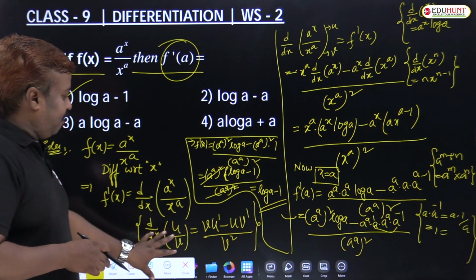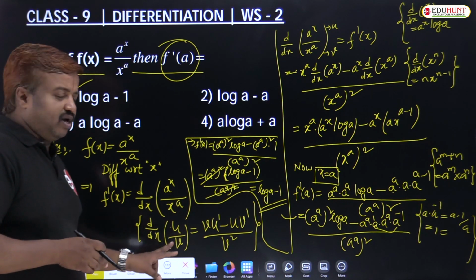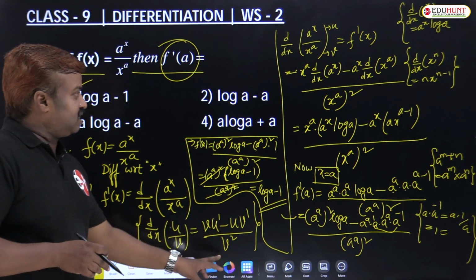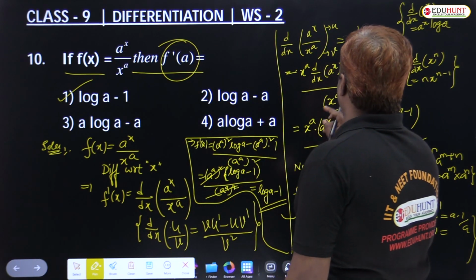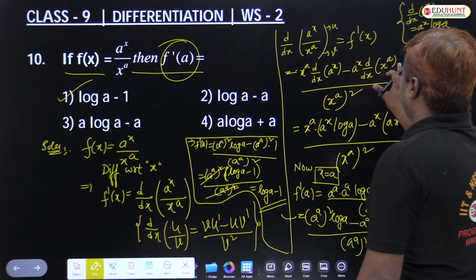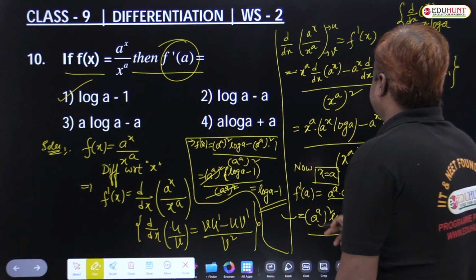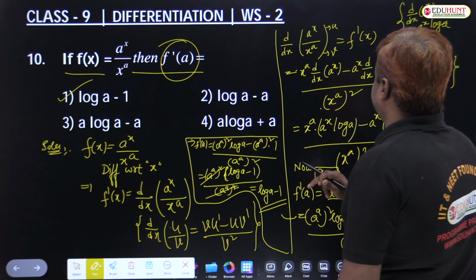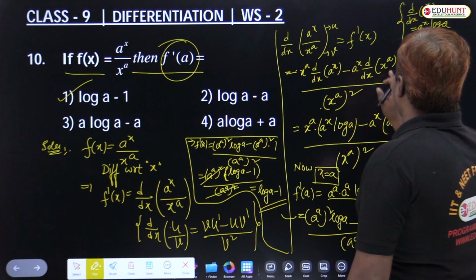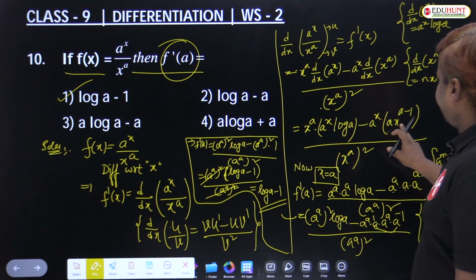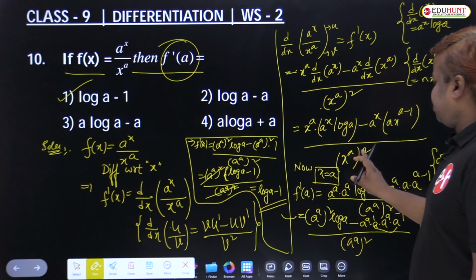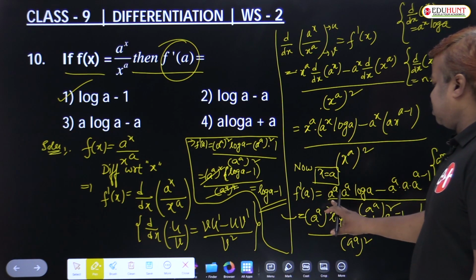So this is application of the formula (u/v)' = (v u' - u v')/v². That is, x^a into d/dx of a^x minus a^x into d/dx of x^a, by (x^a) whole square. So derivative of a^x is a^x log a, and for x^n the formula is n x^(n-1). So a into x^(a-1) by (x^a) whole square, at x equal to 1.